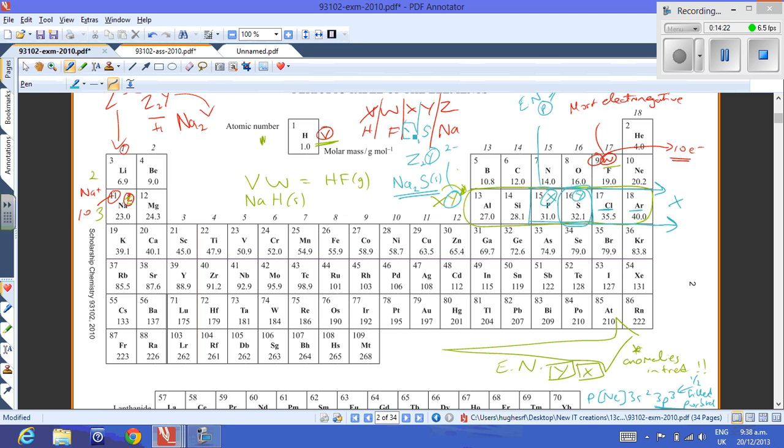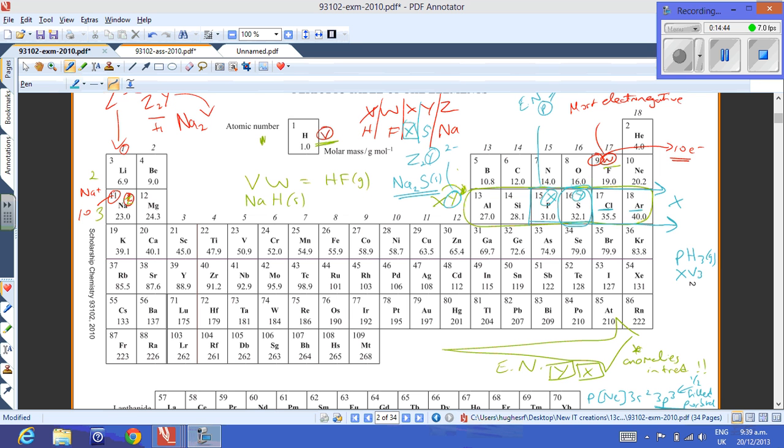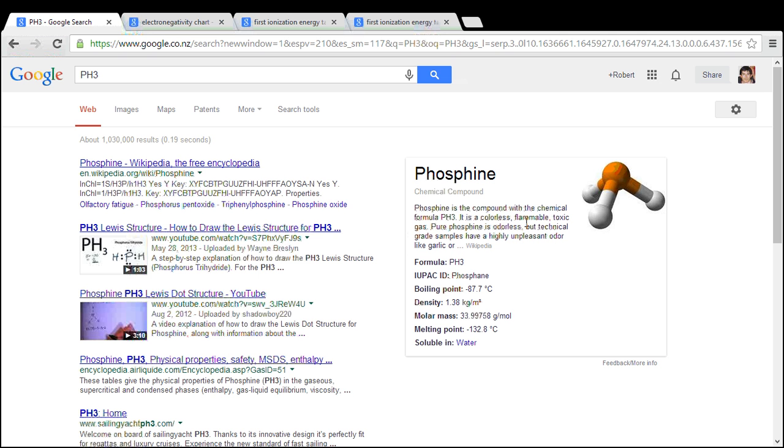And phosphorus will produce a poisonous gas with hydrogen, PH3, which is that poisonous gas they talk about there, XV3. So PH3, phosphorus trihydride, I guess you'd call that. I think I have that open. Okay, so I just looked up PH3 to get the correct name for it. PH3 is called phosphine. Phosphine is the compound with the chemical formula PH3. It is a colorless, flammable, toxic gas. Pure phosphine is odorless, but technical grade samples have a highly unpleasant odor. So that's phosphine, PH3.